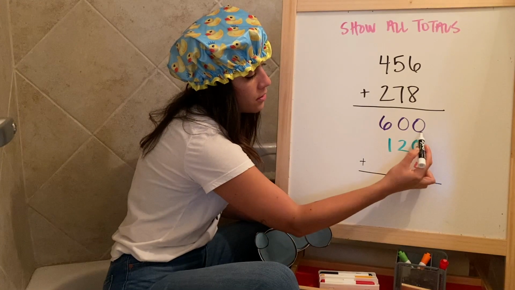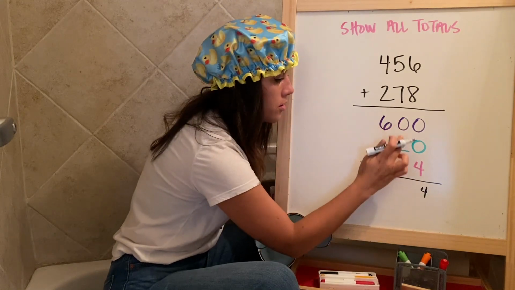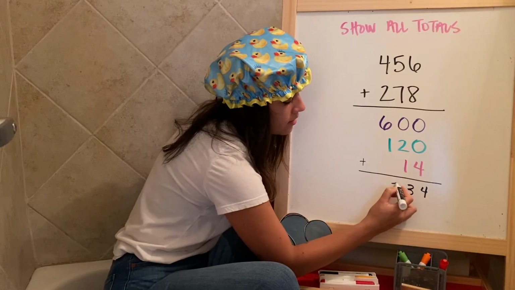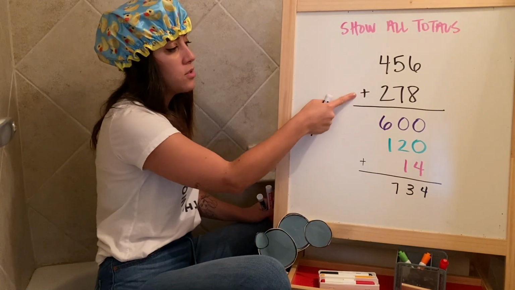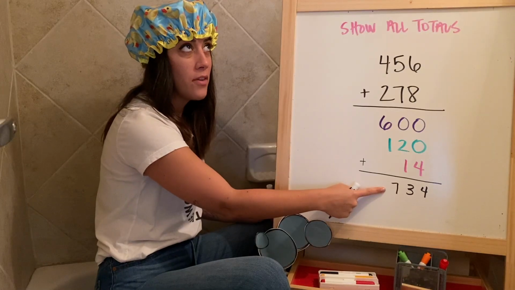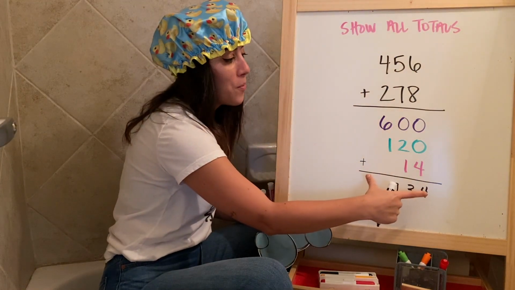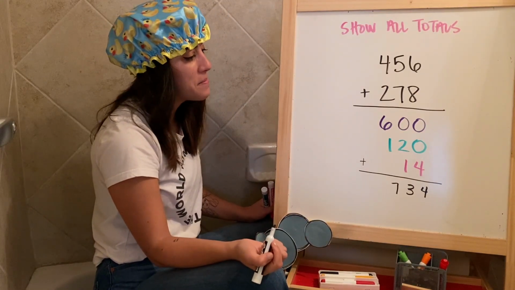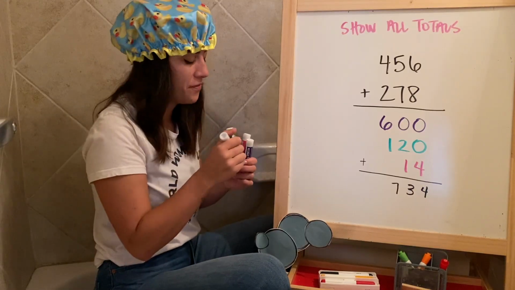4 plus 0, 4. 2 plus 1 plus 0, or 0 plus 2 plus 1, 3, 6 plus 1, 7. Still gives me the same answer. 456 plus 278 equals 734, but we just did it in a different way using the show all totals strategy. Let me go ahead and show you standard algorithm and number line, then we'll switch to subtraction.